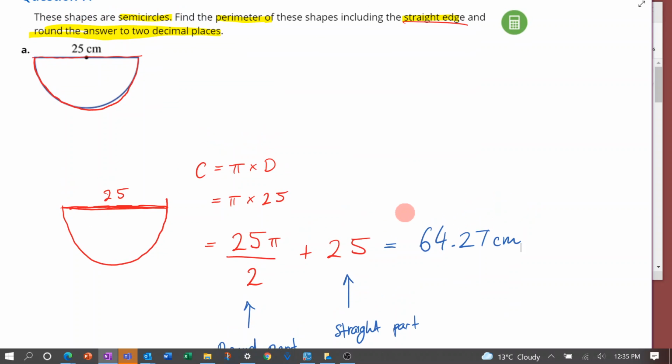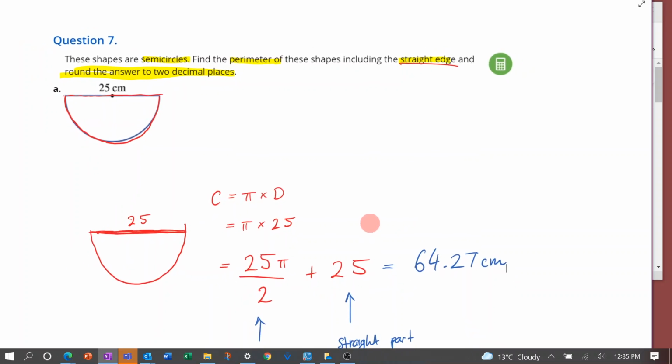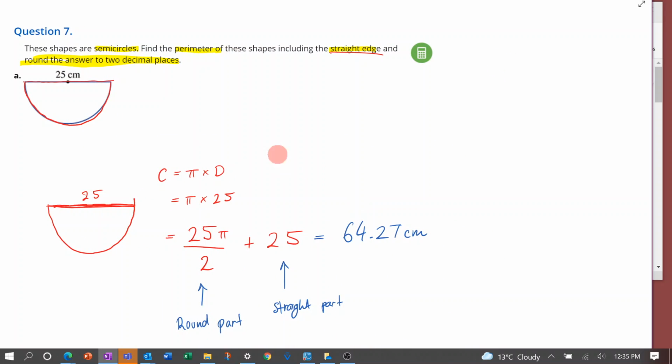That is how you answer these types of questions. Hopefully, seeing this part A, you'll be able to answer the rest of the questions in question 7.